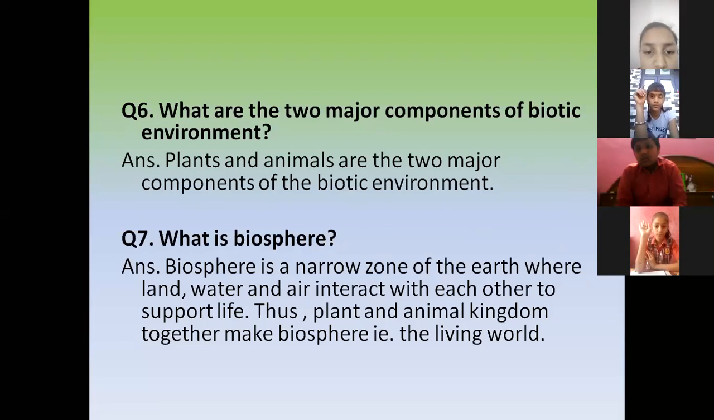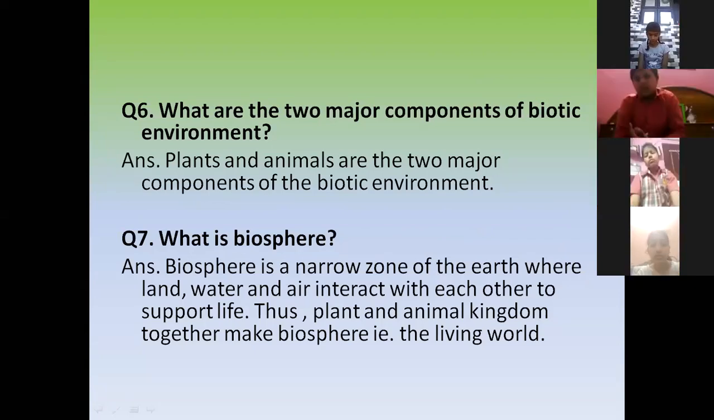What are the two major components of biotic environment? Plants and animals are the two major components of biotic environment. They are both living. We are human beings. They come under which category? Plants or animals? Animals. Animal kingdom. Okay. Plants and animals both are the major components of biotic environment.